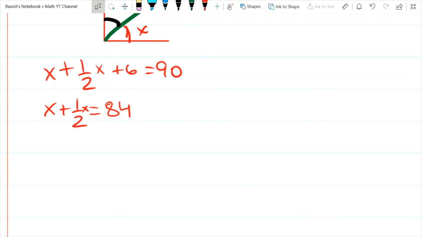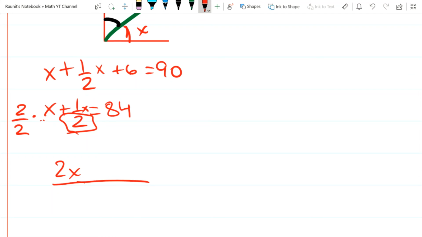Anyway, so once again, the only denominator is 2, which means the denominator for this is going to be 2, which means you're going to multiply 2 over 2, which means you get 2x over 2. All of it is going to be over 2, and then plus x. 1x is equal to x, remember that, guys.